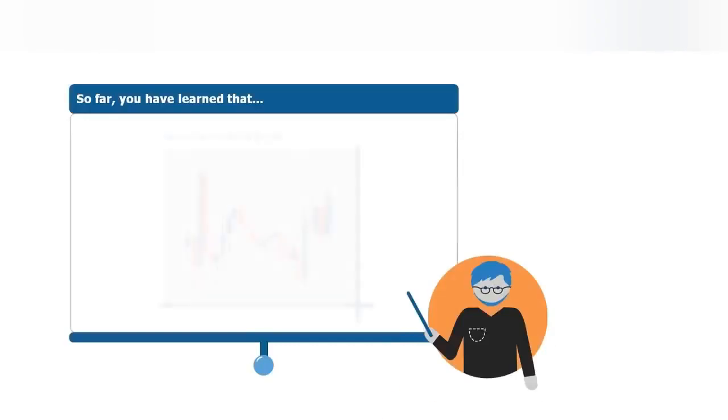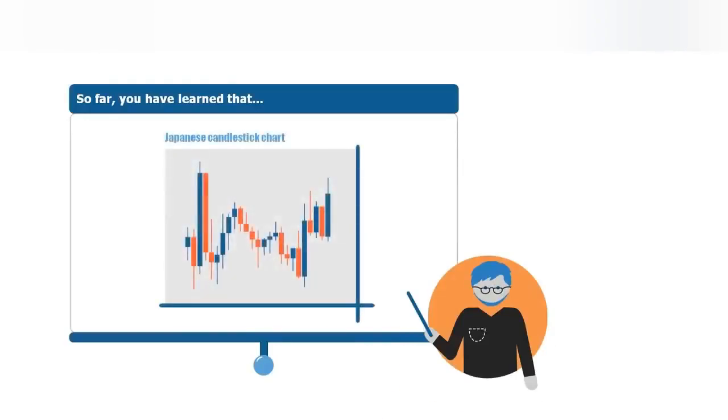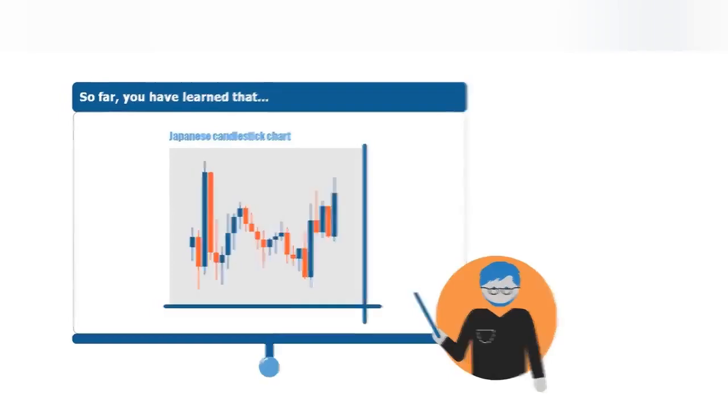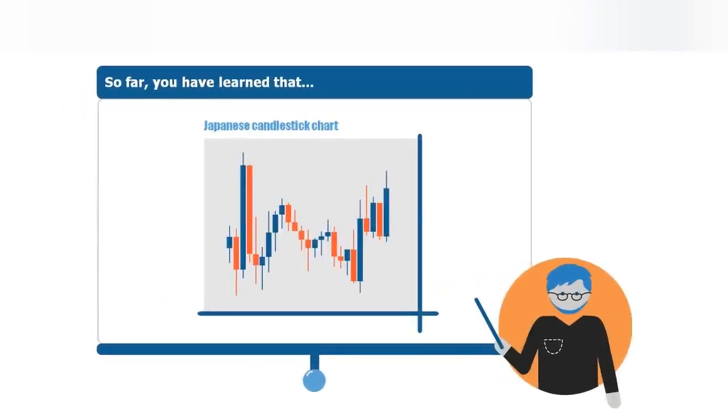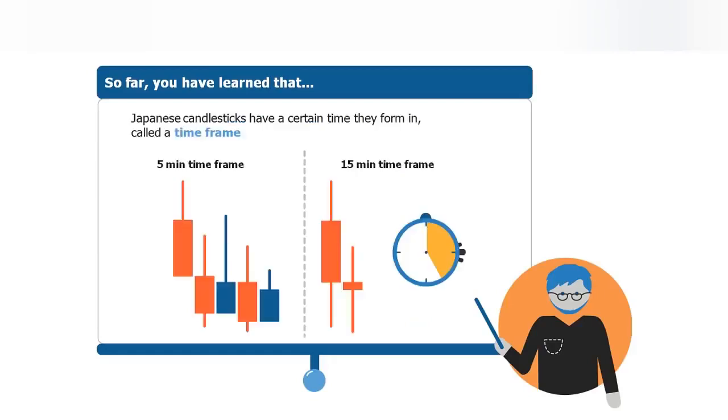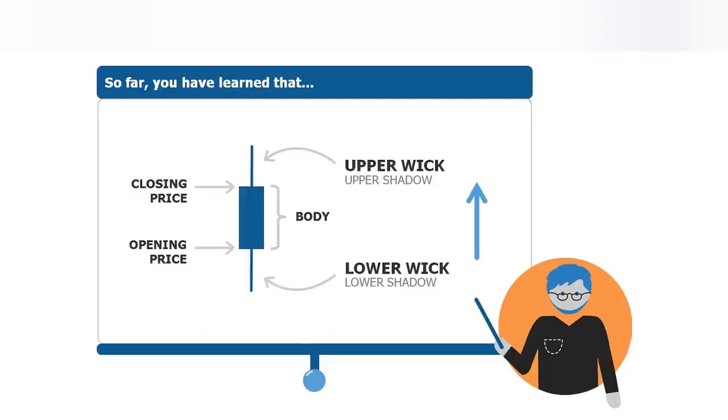This concludes the introduction into Japanese candlesticks. So far, you have learned that the Japanese candlesticks chart is the most common chart that traders use. Japanese candlesticks have a certain time they form in, called a time frame. When this period is over, a new candlestick starts to form. Each candlestick tells you the open, close, high and low of the price for a specific period. The wicks of the candlestick represent the highest and lowest price for that period.